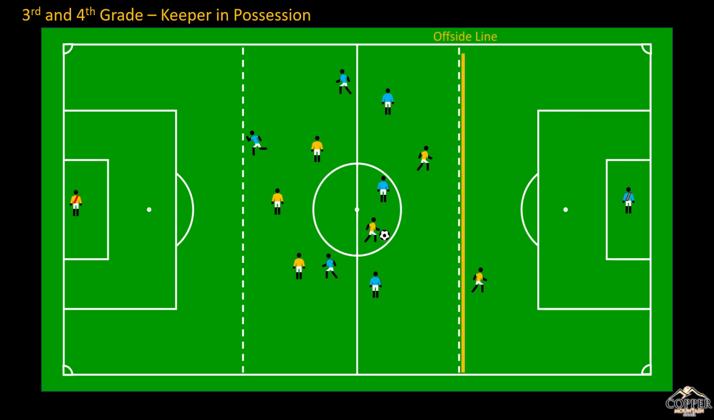The build-out line is part of the offside rule. The offside area only goes up to the build-out line, so if an attacking player is behind the build-out line, they cannot be called offside. However, a player ahead of the line can be in an offside position. For a more detailed explanation of the offside rule, please watch our video on the offside rule.